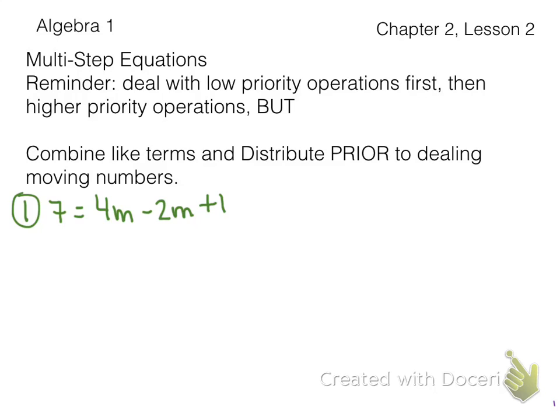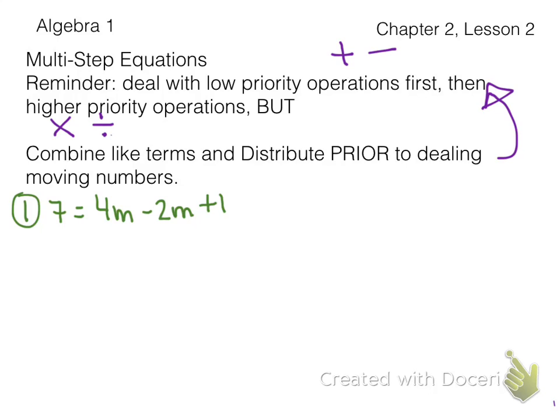Multi-step equations. You've got to remember from the last lesson that you deal with lower priority operations first, and then you deal with higher priority. Low priority are addition and subtraction. High priority is multiplication and division and fraction bars and a few other things. But now we're going to throw in combining like terms and the distributive property, and you've got to do those things before you start dealing with that.